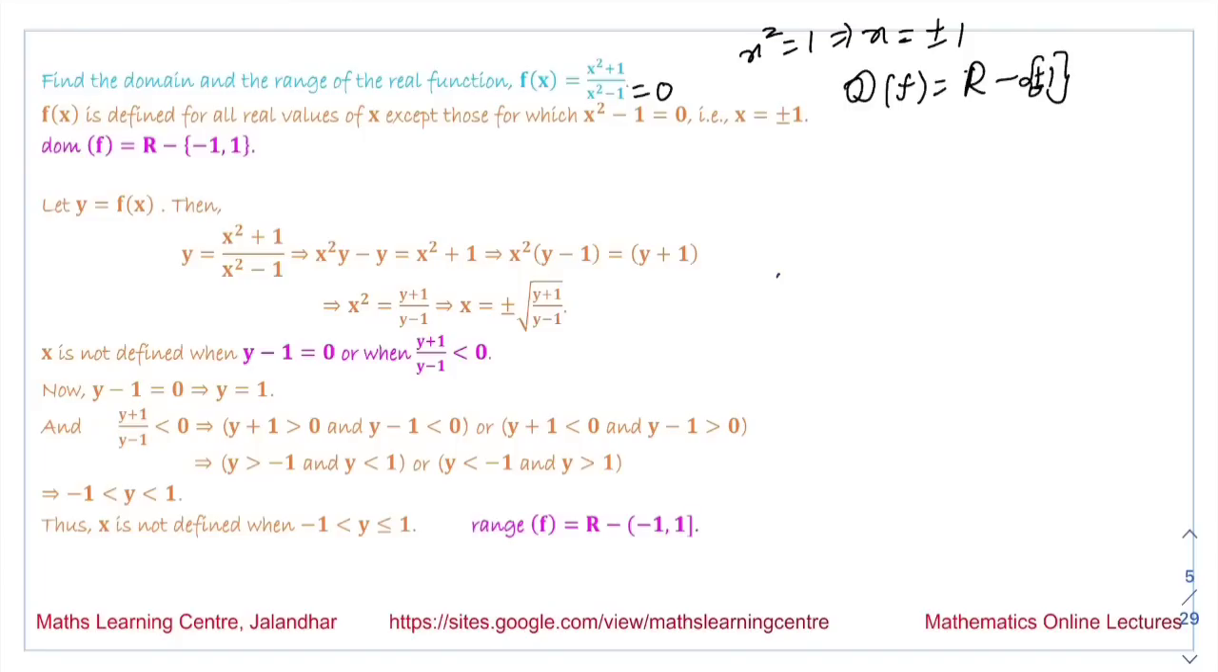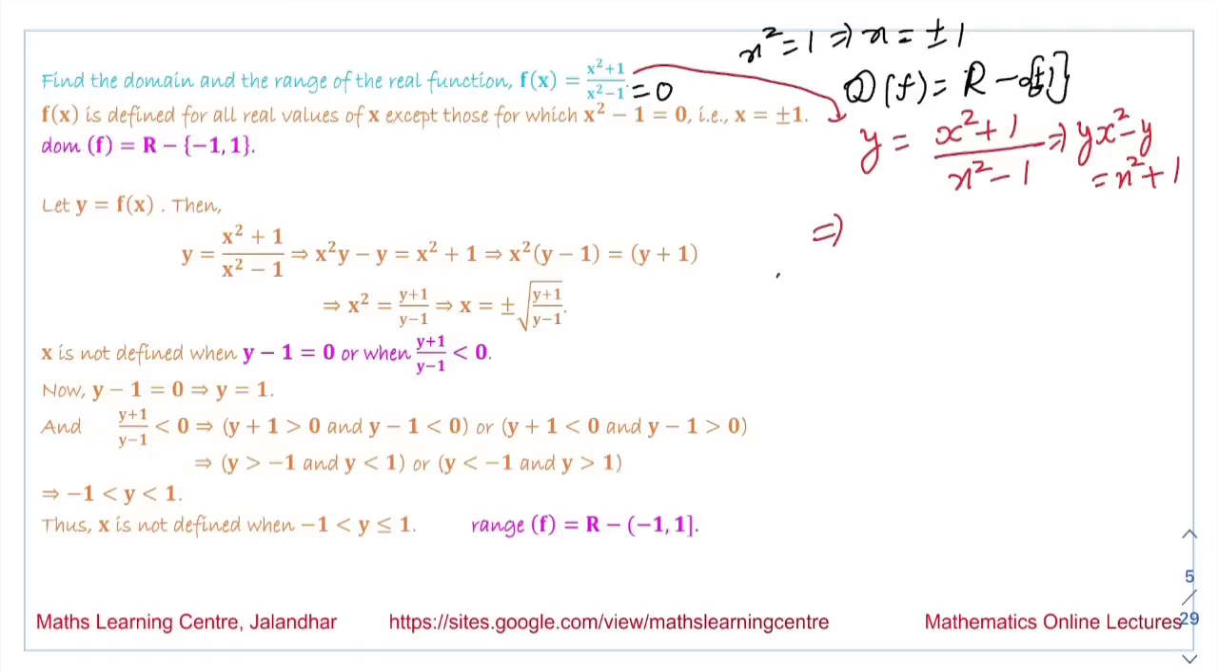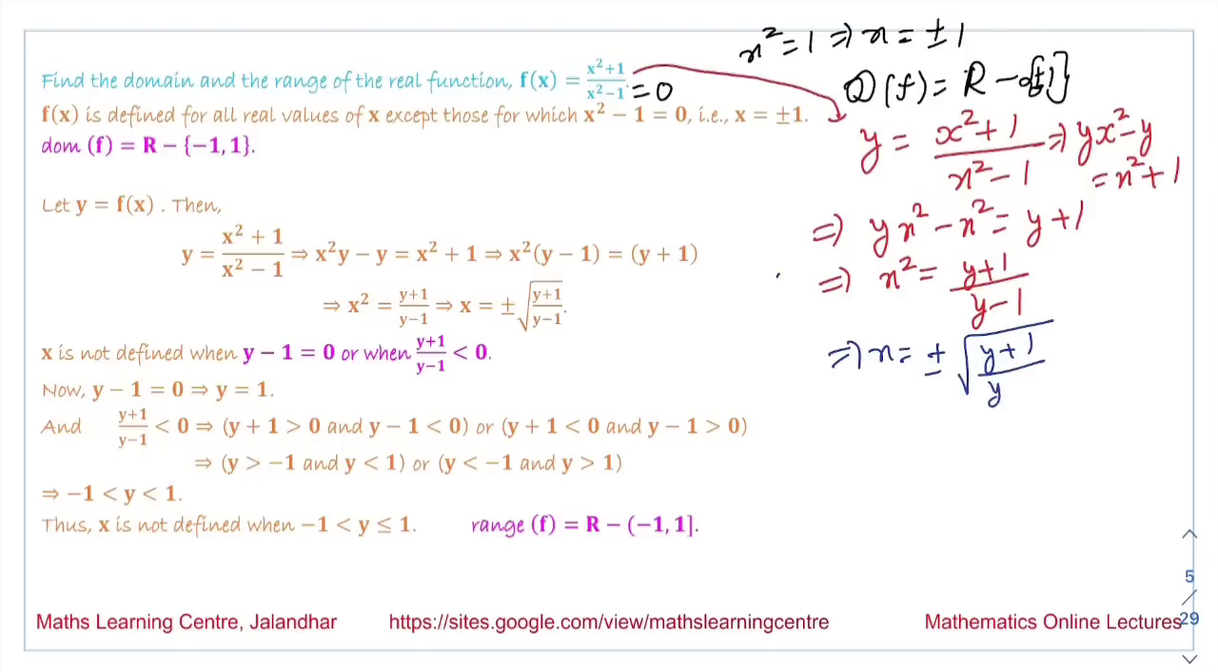Next, to find the range of this function, we equate this term to y. We write y = (x squared + 1)/(x squared - 1). On cross multiplying, we get y x squared - y = x squared + 1. This gives us y x squared - x squared = y + 1. So x squared = (y + 1)/(y - 1). So the values of x are plus or minus the square root of (y + 1)/(y - 1).